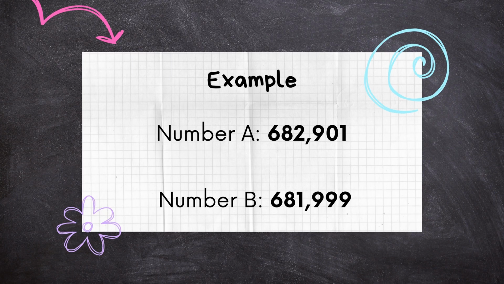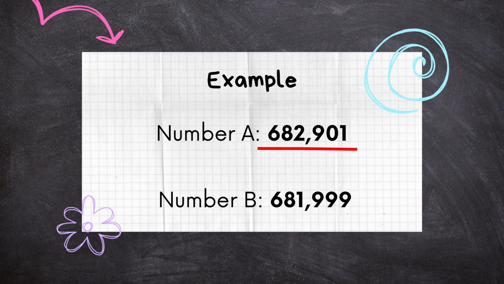Let's take an example. Number A, 682,901. Number B, 681,999. Step 1. Compare the hundred thousands digits. Both are 6, no difference. Step 2. Compare 10,000s digits. A has 8, B has 8, still no difference. Step 3. Compare thousands digits. A has 2, B has 1, and here we see the difference.